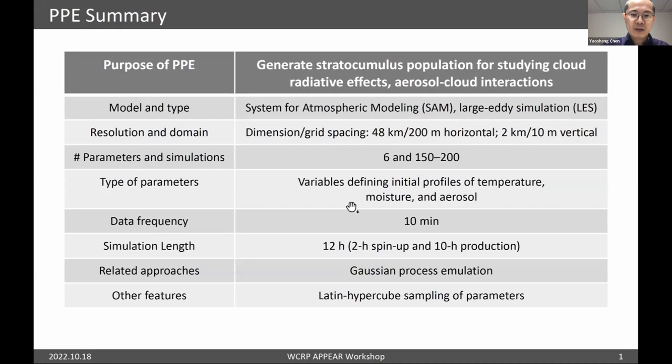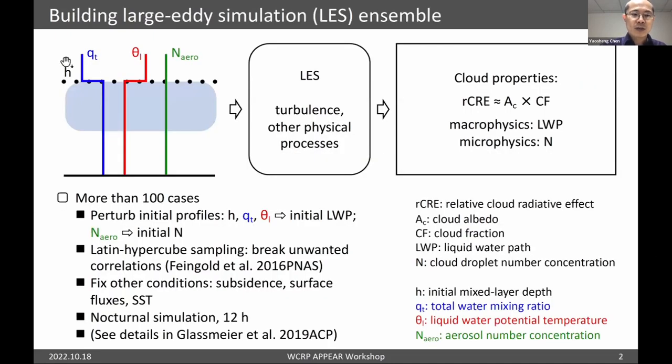So what we did is we perturbed a few variables defining initial profiles of temperature, moisture, and aerosol, and then sent them into LES. Exactly what we did is we perturbed the initial mixed layer depth and used two parameters, the boundary layer value and the jump, to specify the initial moisture sounding and also the temperature initial sounding, and then the aerosol sounding. And from the LES, we are most interested in a variable called relative cloud radiative effect, RCRE, which is approximately the product of cloud albedo, AC, and cloud fraction.